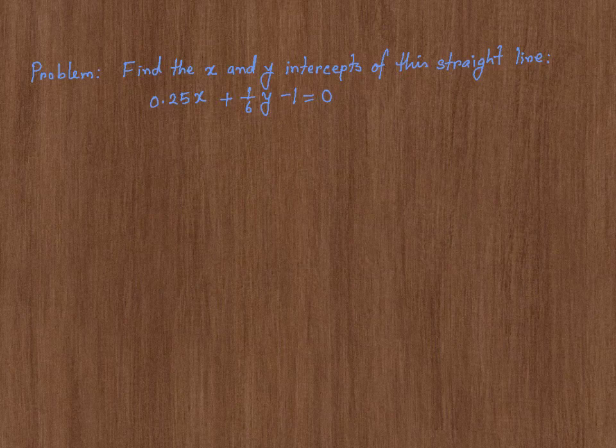Our objective in this problem is to find the x and y intercepts of this given equation. This equation, by the way, represents a straight line. Now please note that this equation has decimals, fractions, and of course there is an integer -1 as well. So this is kind of mixed in terms of coefficients.